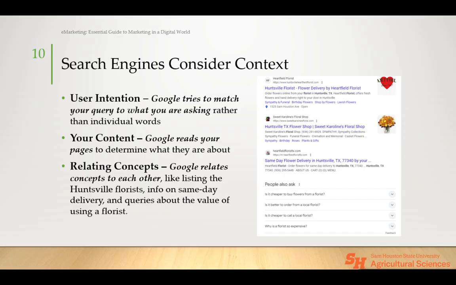Search engines consider context. Remember, Google tries to match your query to what you are asking rather than individual words. And Google reads your pages to determine what they are about. Google also relates concepts to each other, like this listing on this particular SERP that has Huntsville florist listed. But then also it has info on the same-day delivery and queries about the value of using a florist.